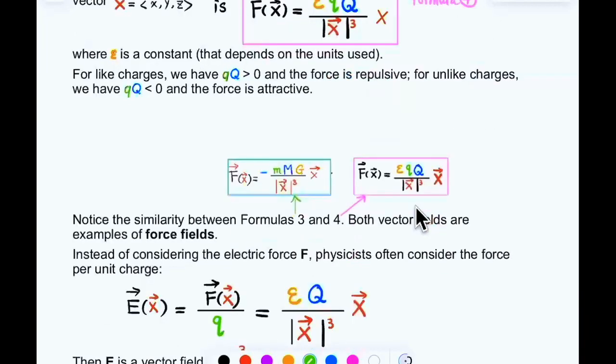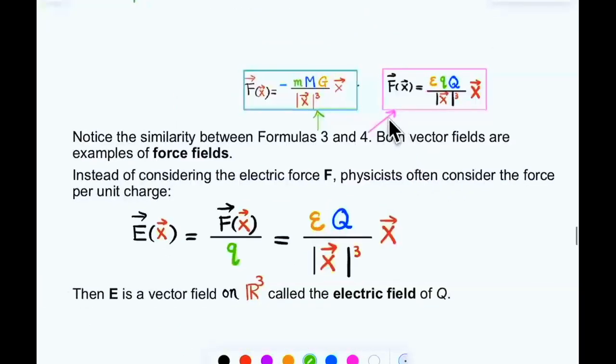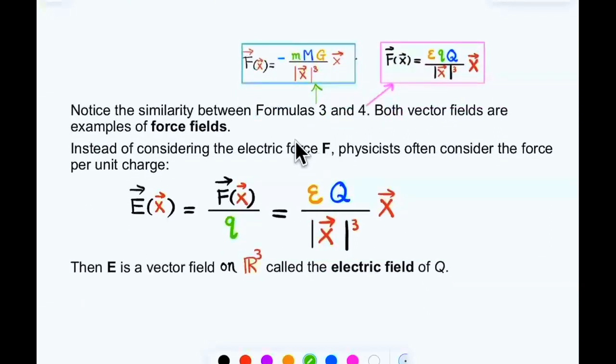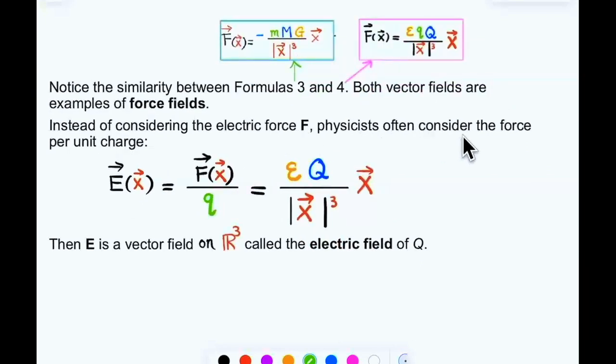So I put the two formulas together. This one by Newton, right? And this one by Coulomb. Both vector fields are examples of force fields. That's the force between them. And instead of considering the electric force F, this is often considered the force per unit charge. How do you get the force per unit charge?